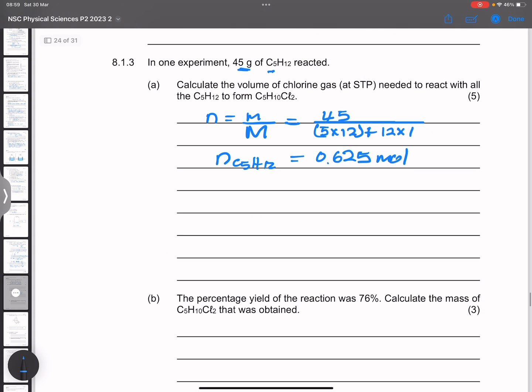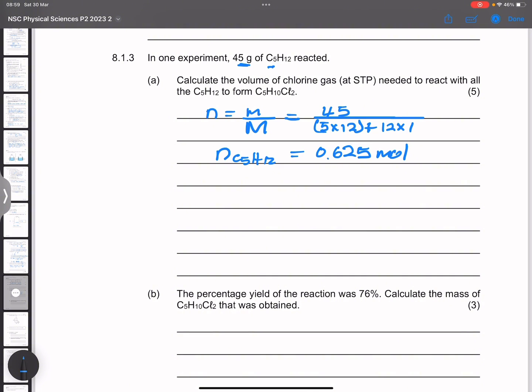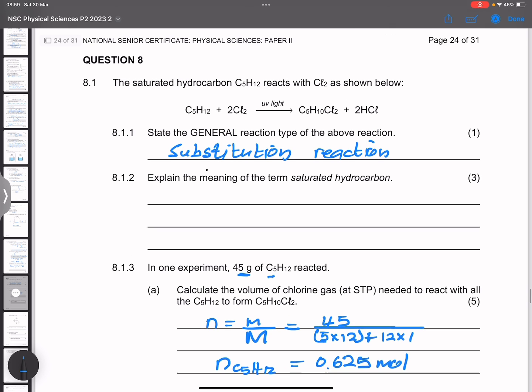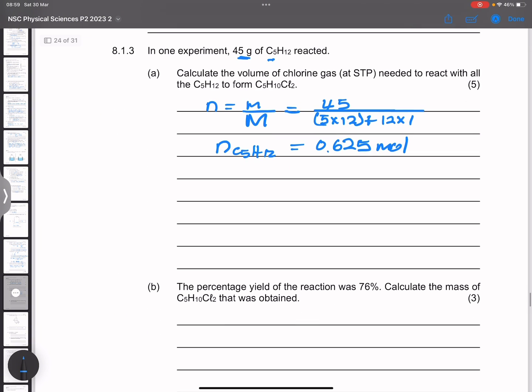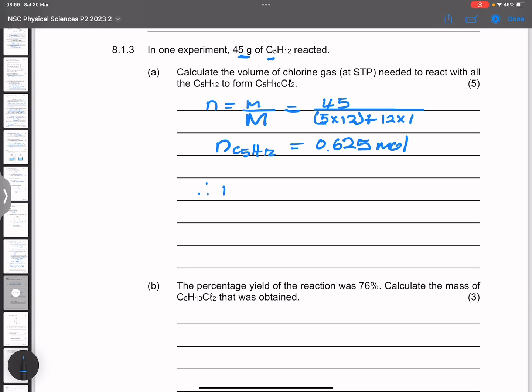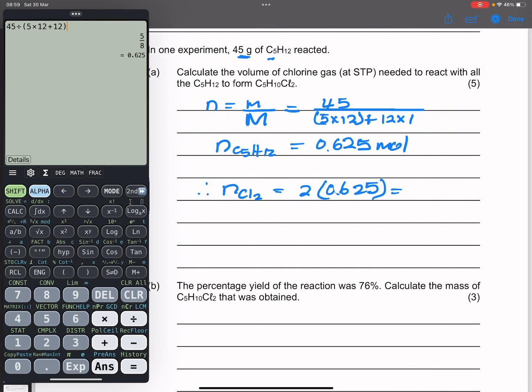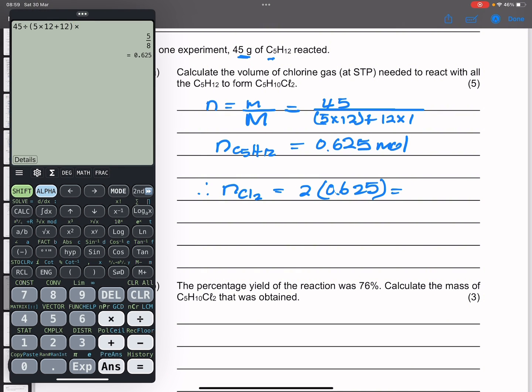So what we are now going to do is find the volume of chlorine gas that is needed. So let's check in the reaction. For every one of this, we need 2 moles of chlorine gas. So therefore, the number of moles of chlorine gas needed would be 2 times the amount of moles of pentane. So that would be 2 times 0.625. And so we take that number, let's say answer times 2.